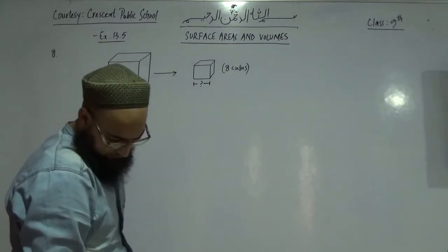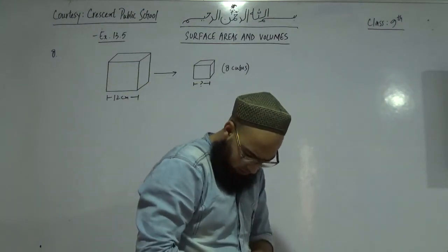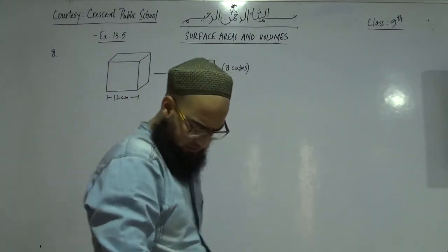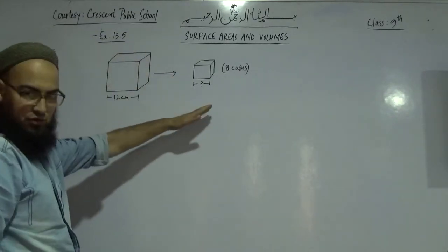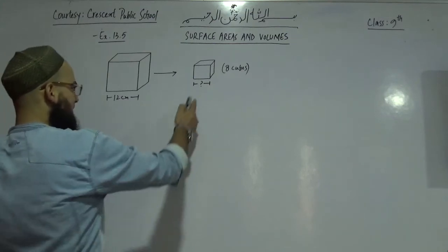Also find the ratio between their surface areas. Find the ratio between their surface area: surface area of this divided by surface area of this. Now first of all, let's find the side of this.